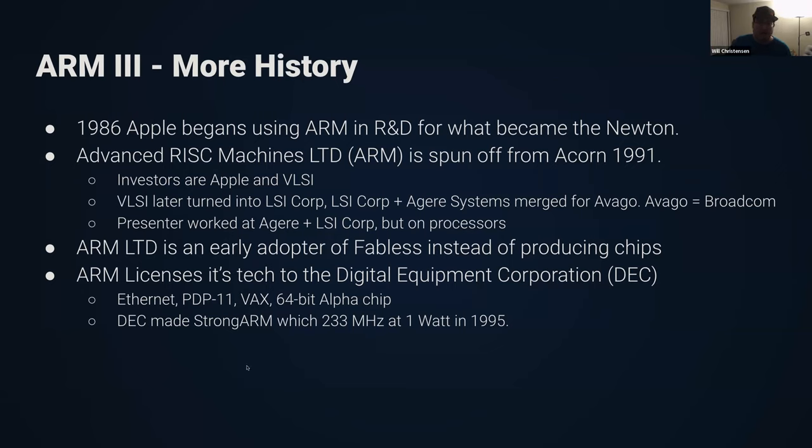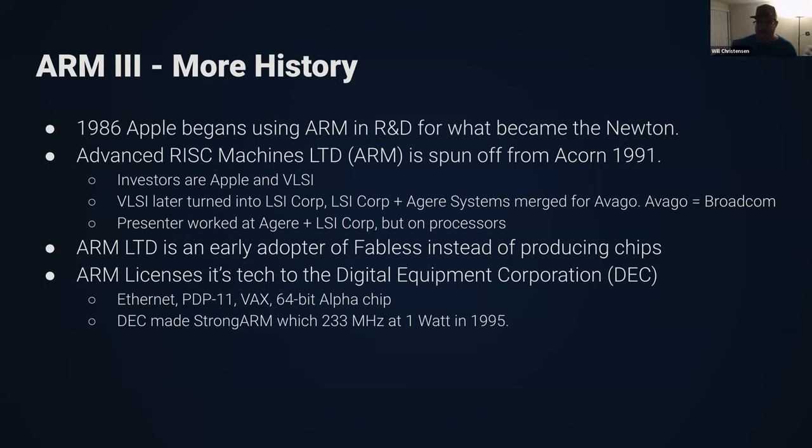So ARM LTD, early adopters of fabless. In fact, they were like the first chip. No, second. First one was the MOS, or it was the, yeah, the MOS chips. ARM licenses go to the Digital Equipment Corporation. You'll know them. There's a key person I'll mention later on that was involved in this company and some other work with ARM and StrongARM. But ARM started finding its way in Ethernet, the PDP-11, if you've ever heard about that piece, VAX machines, and the 64-bit Alpha chip.